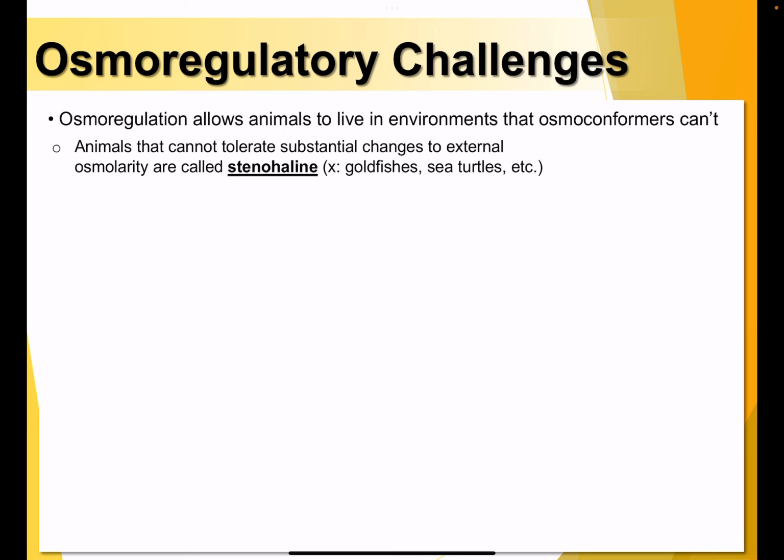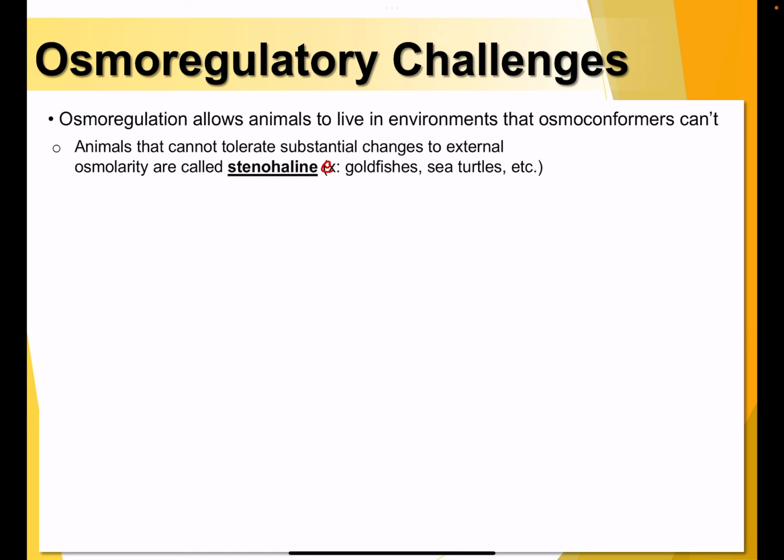All right, so animals that cannot tolerate substantial changes to external osmolarity are called stenohaline animals. For example, you have goldfish, sea turtles, etc.